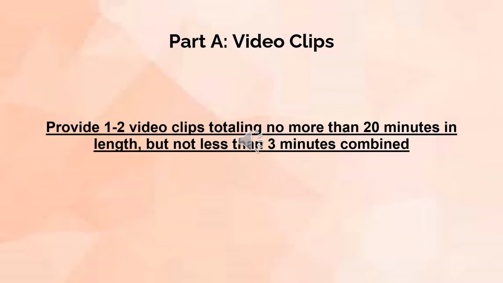You can submit either 1 or 2 video clips. Together, they can be no more than 20 minutes, but they can also be no less than 3 minutes. You want to make sure that you really stick to this minimum and maximum, because if you're above or below it, you will get an automatic 1.